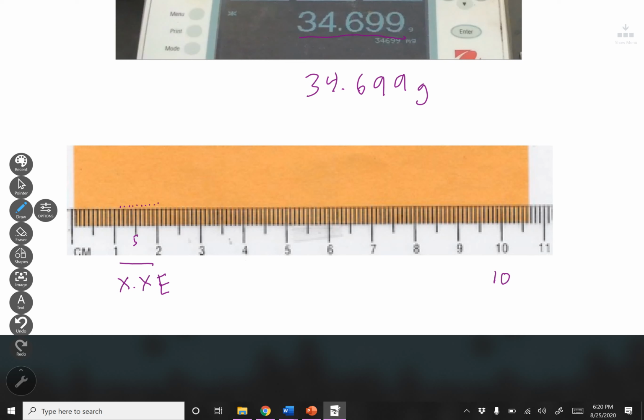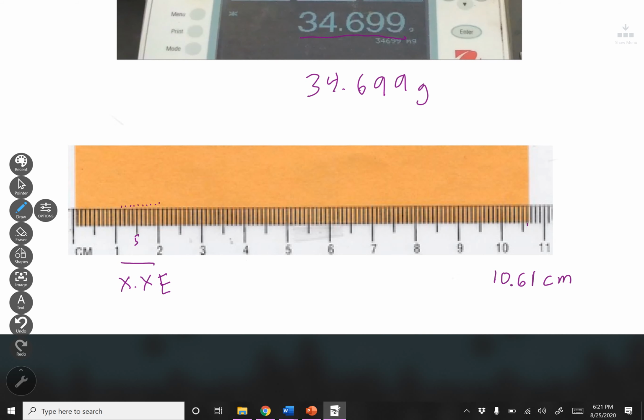Okay, so now we can estimate our tenths digit. So we'll say, well, it's between 0.5 and 0.6. So we know it's at least a little bit past the 0.6. Okay, now we can estimate one more digit. To me that looks like it's a little bit past the 0.6, but not that much. So I might say that this is 10.61, and then my unit would be centimeters.